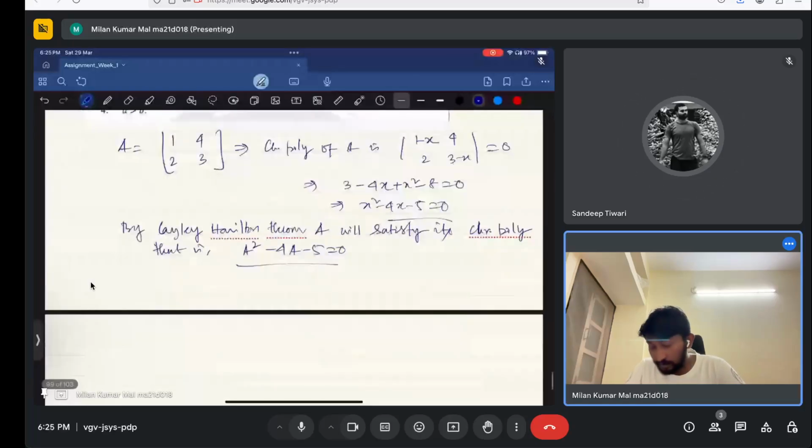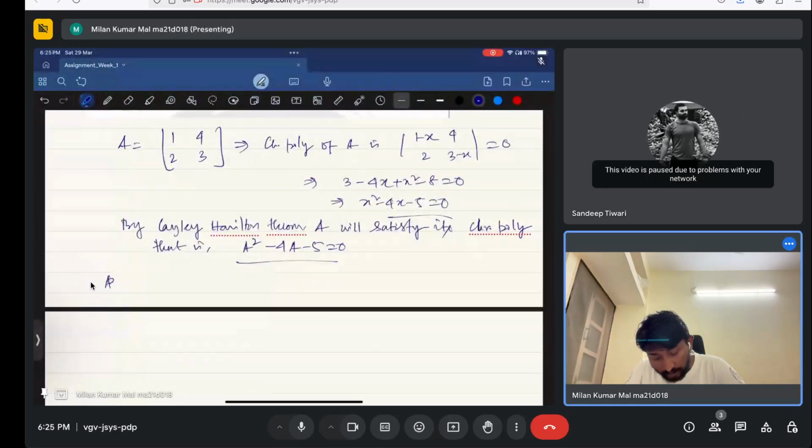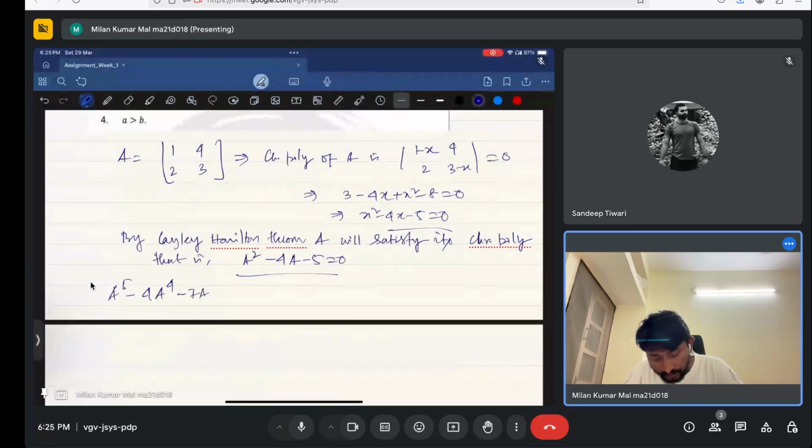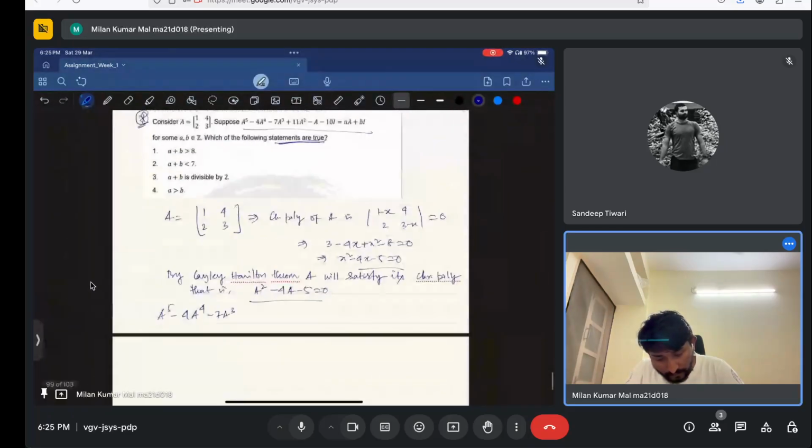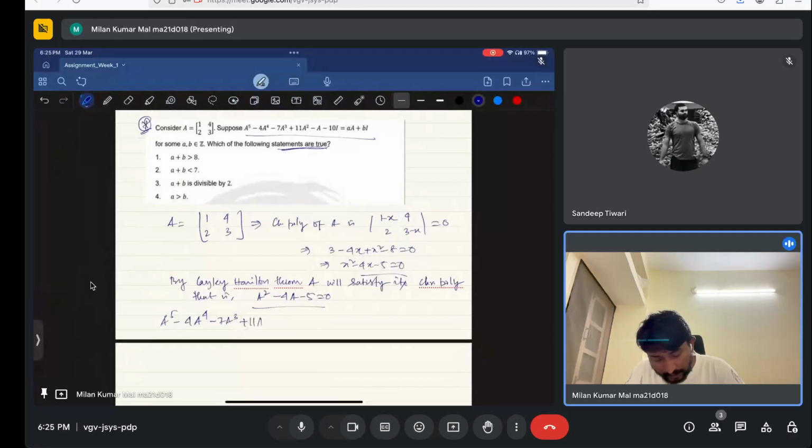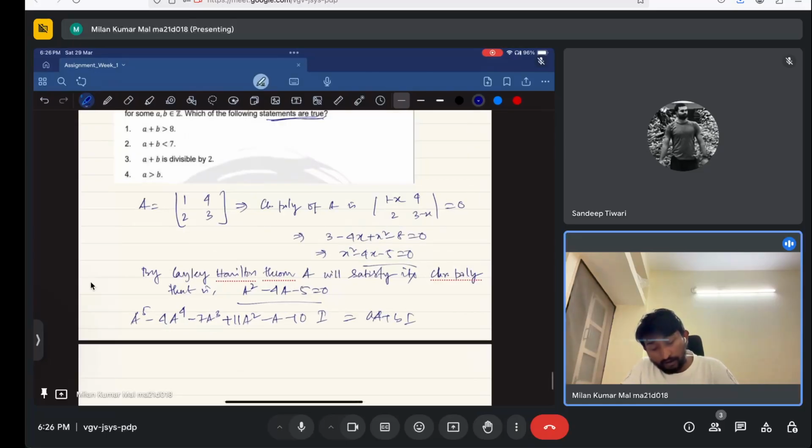I have to write that statement correctly. A to the power 5 minus 4A to the 4, I think, minus 7A cubed plus 11A squared minus A minus 10 identity equals A plus B identity. Then what about A and B? So let's first find what A and B are, because it is clearly possible to find.